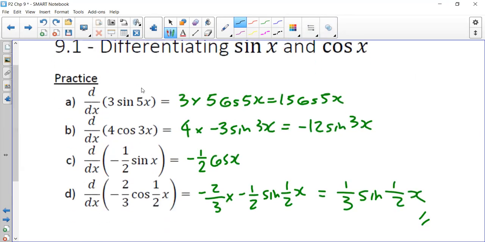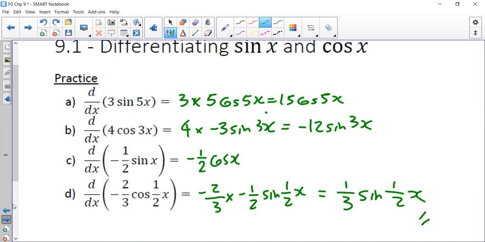Here are the answers. Okay, so broken down the steps. Differentiating 3 sine 5x is 3 times differentiate sine 5x, which is 5 cos 5x. So the answer is 15 cos 5x. Part B, 4 cos 3x, differentiating, so 4 is outside. Cos 3x is negative 3 sine 3x, so negative 12 sine 3x, etc. So I'll let you read. If you got anything wrong, if you don't understand, do ask me in the lesson.